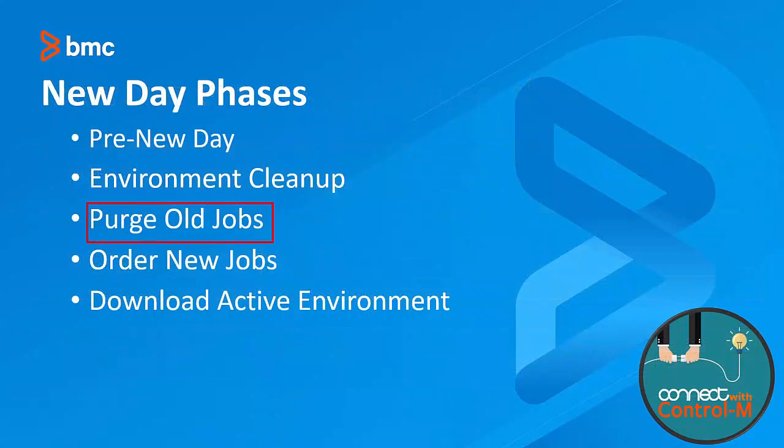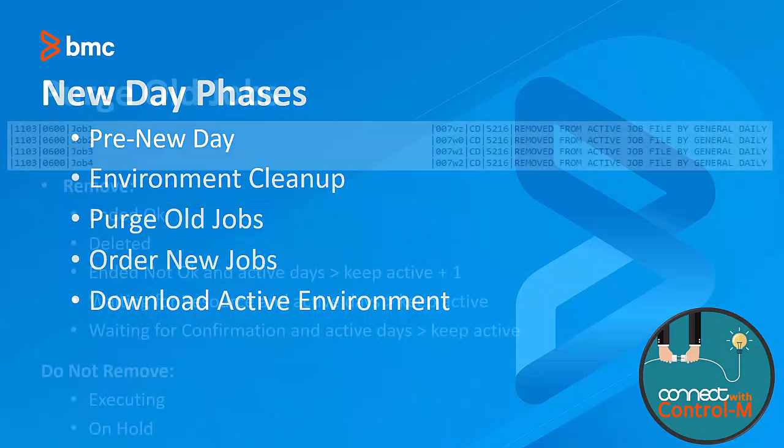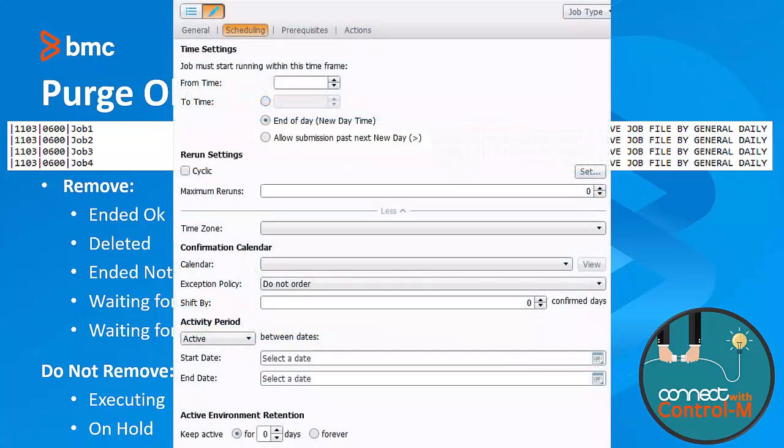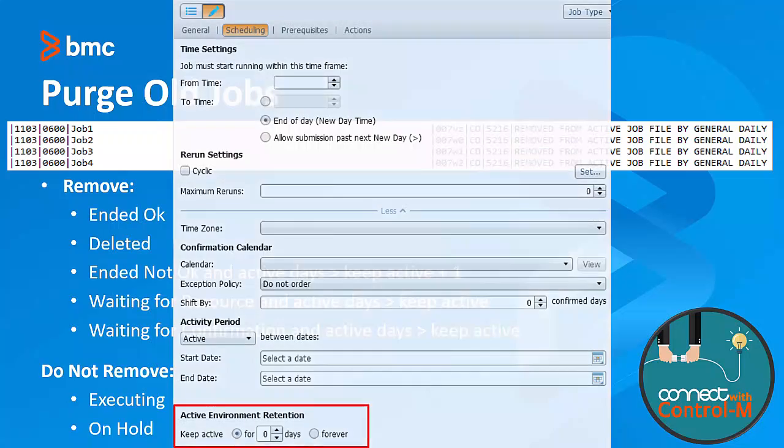The final step before actually ordering the day's jobs is to purge old jobs from the active environment. Let's take a look at what happens here. Our CTM log output shows this as the removed from active job file by general daily messages. Both jobs and smart folders are removed using the following rules. We'll remove any that have ended OK or are in a deleted state. If a job or folder is not OK and has been active for 1 day plus its defined keep active value, then it is removed.